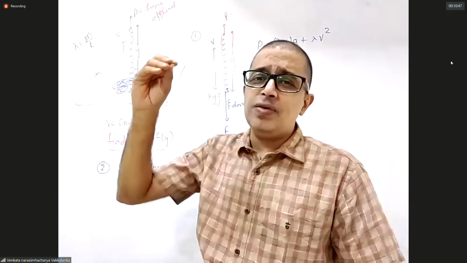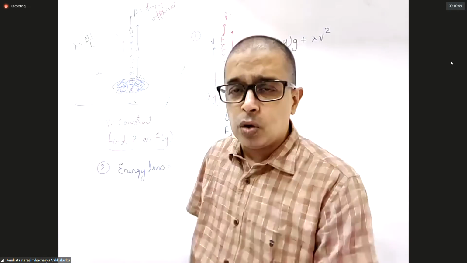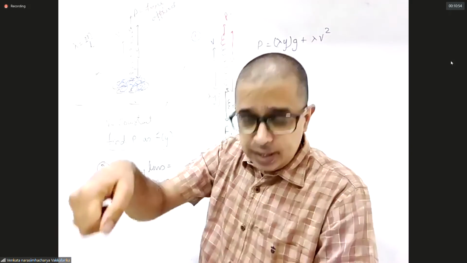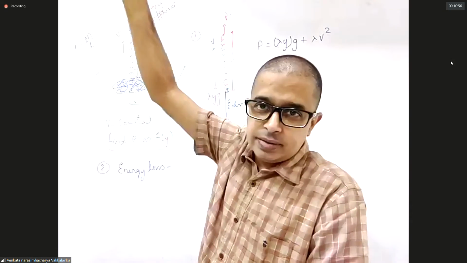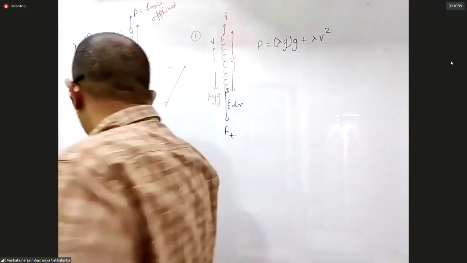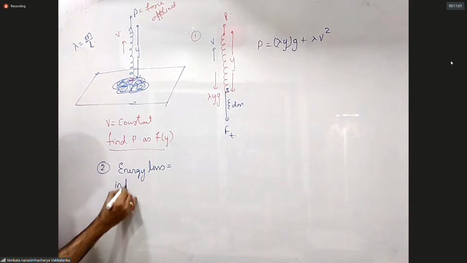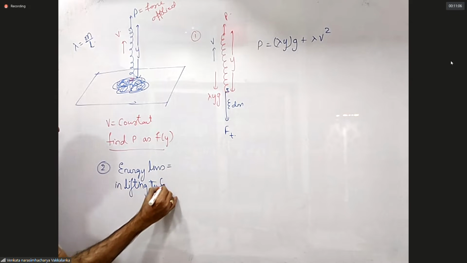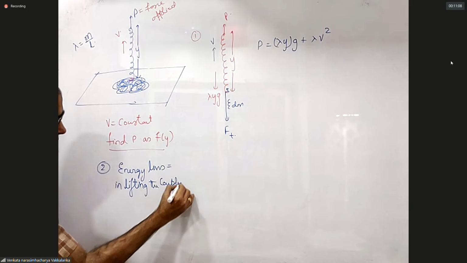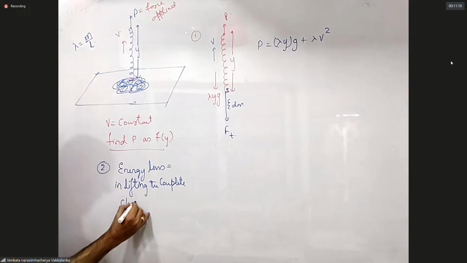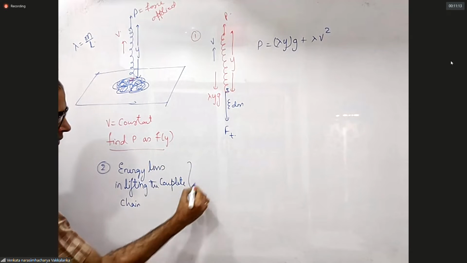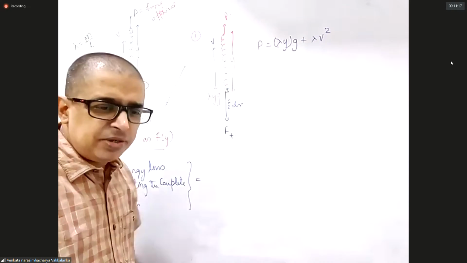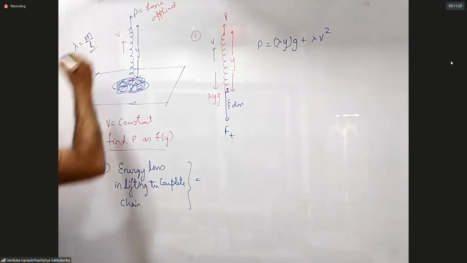I don't want to solve exactly the same problem as that of the booklet, so I leave that as practice for you. What I am solving is work done in lifting the complete chain. Energy loss in lifting the complete chain. This is what you are asking me. That means limits will not be 0 to y, it will be 0 to L. L is the total length of the chain.